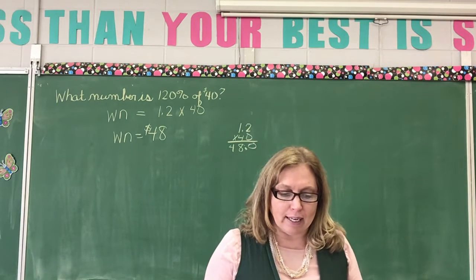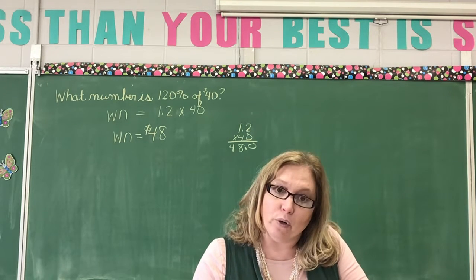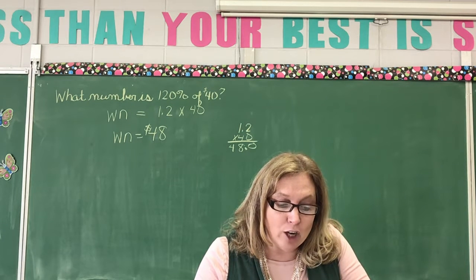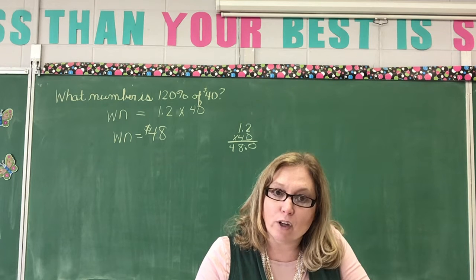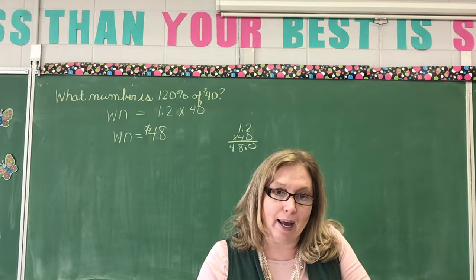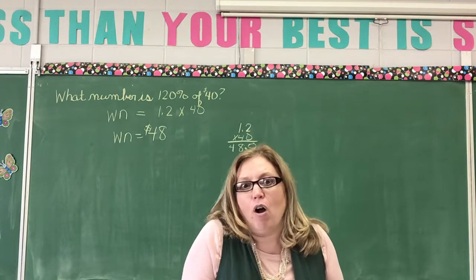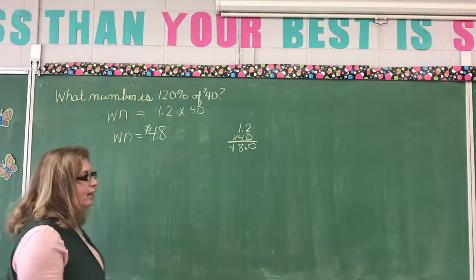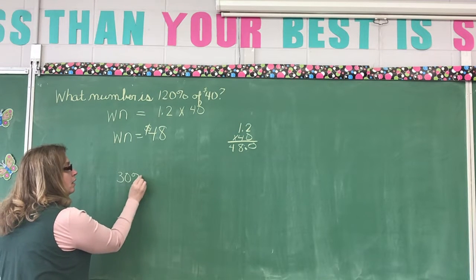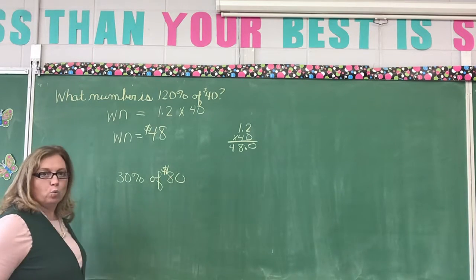Okay, look at the next one. It says Sybil saw a coat that was marked down 30%. If the original price was $80, what is the price of the coat now? Now, there's a couple of different ways to do this, okay? First, we can say that 30%, how much is she getting off? Well, she's getting 30% off, right? So, what is 30% of $80? Okay, what is that?